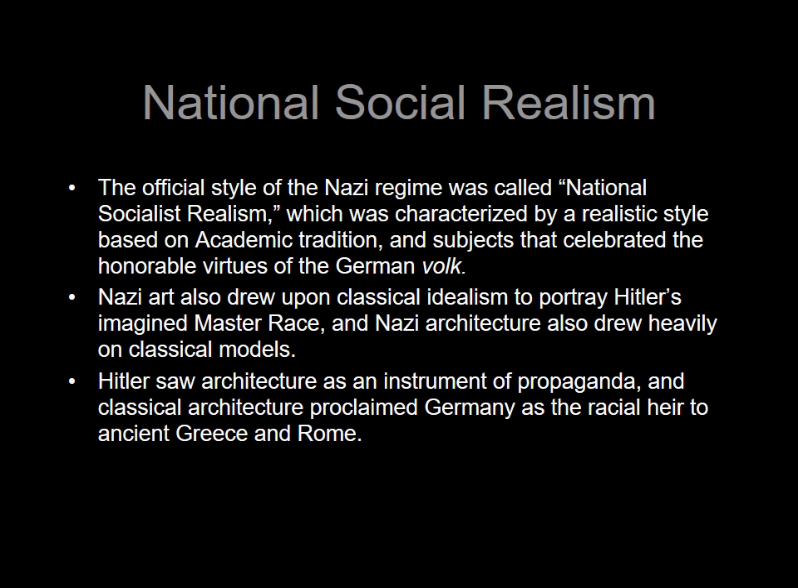The official style of the Nazi regime was called National Socialist Realism, which was characterized by a realistic style based on academic tradition and the subjects that celebrated the honorable virtues of the German Volk. So Nazi art also drew upon classical idealism to portray Hitler's imagined master race, and Nazi architecture also drew heavily on classical models. So Hitler saw architecture as an instrument of propaganda, and classical architecture proclaimed Germany as the racial heir to ancient Greece and Rome.